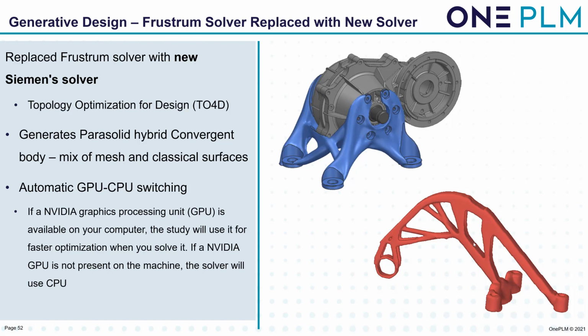So this now has been enhanced to create a Parasolid hybrid convergent body, so a mix of mesh and classical surfaces. And we've also got automatic GPU and CPU switching. Only currently supported with NVIDIA. Siemens have said there is no plan to actually do this with AMD graphics cards. So if you've got AMD, unfortunately, you're just going to have to stick with your CPU. If there isn't an NVIDIA, it's going to go and use your CPU.